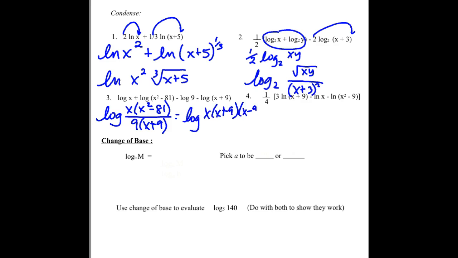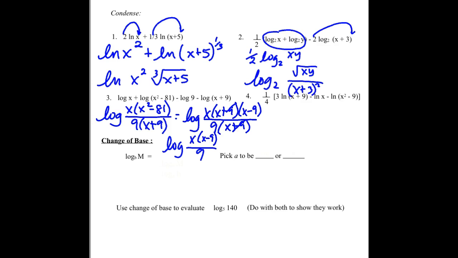So if we factor, what can we get rid of now? Yeah. So it really becomes the common log of x times x minus 9 over 9. That would be your most simplified condensed version. Okay? All right, I'm going to pause the video. I want you guys to try number 4 together at your tables.